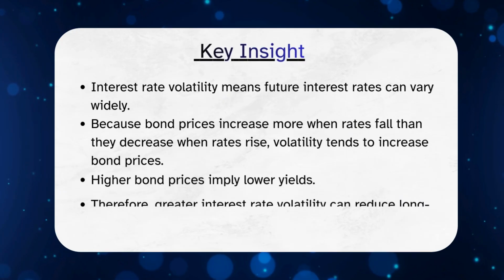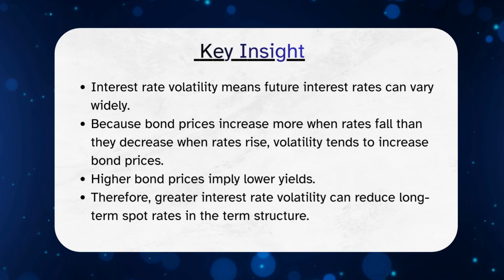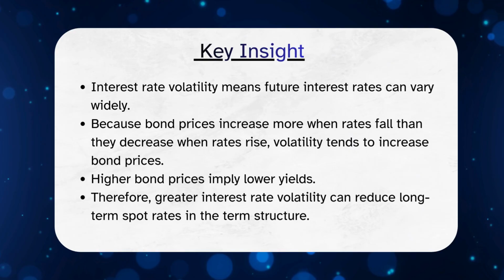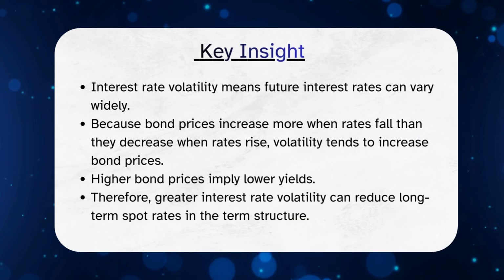The key insight here is the effect of interest rate volatility. When future rates are uncertain, the interest rate tree includes both high and low possibilities. Because bond prices increase more when rates fall than they decrease when rates rise, volatility tends to push bond prices upward. Higher bond prices mean lower implied yields, which means that greater interest rate volatility can actually reduce long-term spot rates in the term structure.